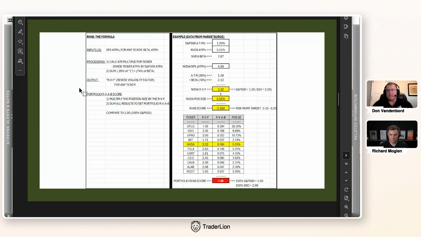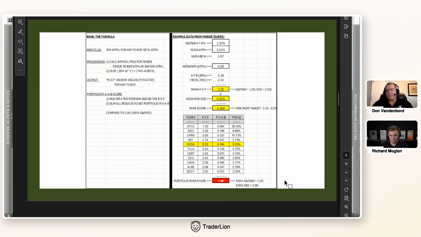And as we know, 75% of stocks will do what the overall market is going to be doing, so we certainly want that in our favor. So basically, that's the calculation. You get it for every individual name, you add them up, and this gives you a score for your overall portfolio.